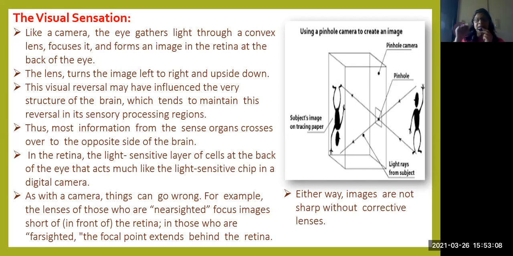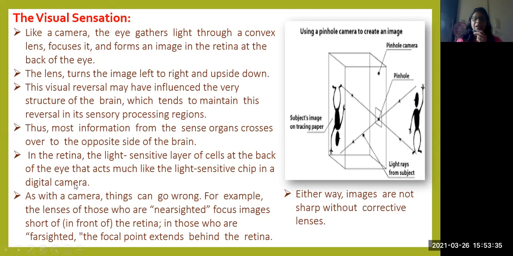Then in the retina, what will happen? The light sensitive layer of cells present in the retina are called the photoreceptors. They act much like the light sensitive chip in a digital camera. So those photoreceptors act as the chip which we use in the camera.